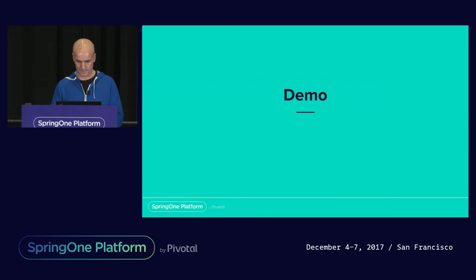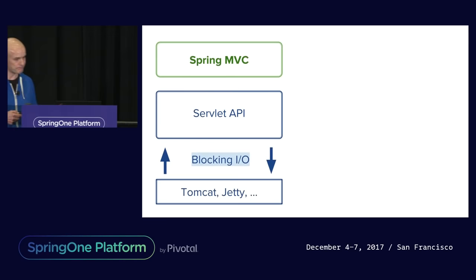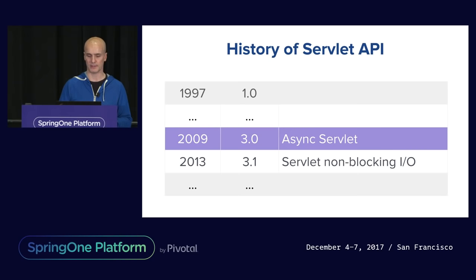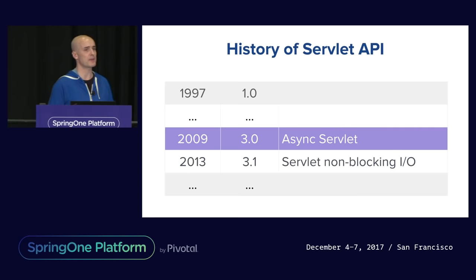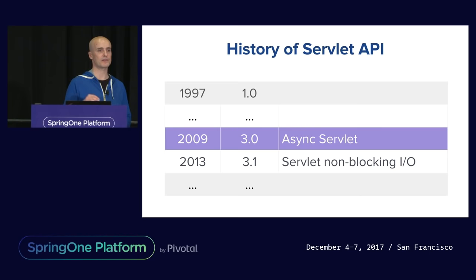Okay, so let's talk about what's in each one of these stacks. What's the architecture behind? Well, for Spring MVC, we have classic servlet application. This is what we've been doing for a very long time. You have a servlet container, you have the servlet API, and then the framework sitting on top. And we're using blocking IO in order to read and write. And then over time, the servlet API has also changed. So we have the async support, which came in version 3 of the servlet API. And that made it possible to break the thread per request processing model, where for each incoming request, you have to have a dedicated thread.